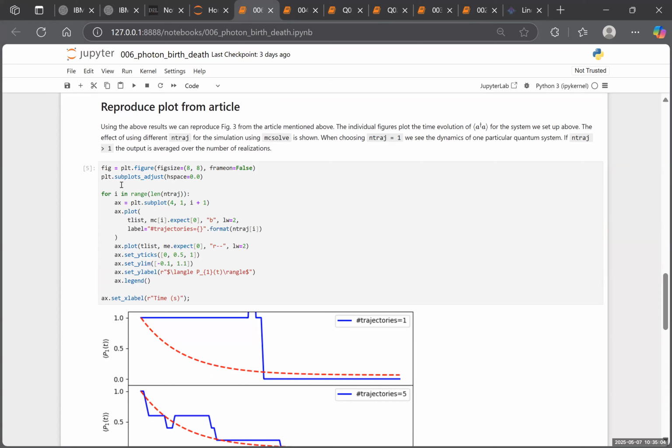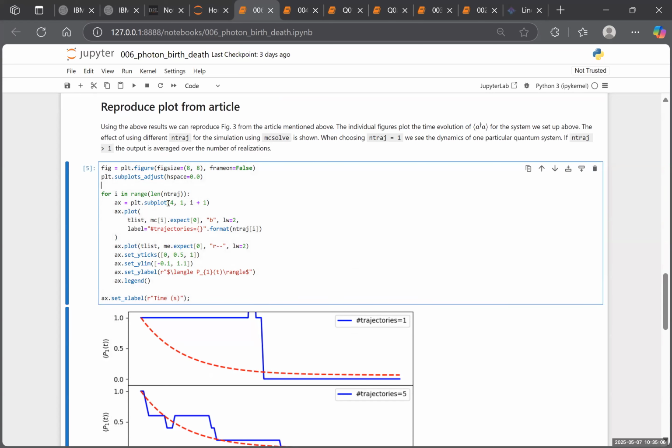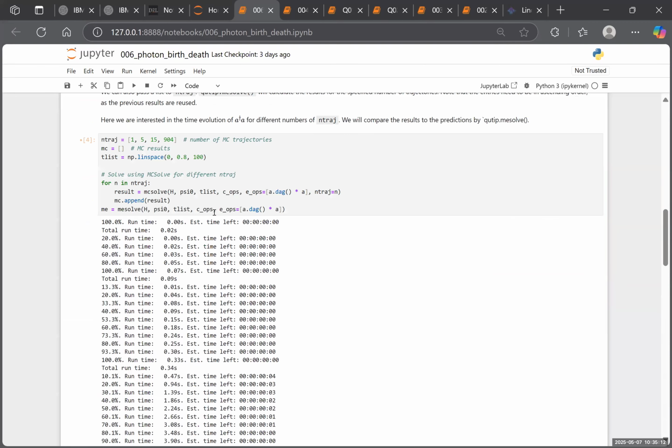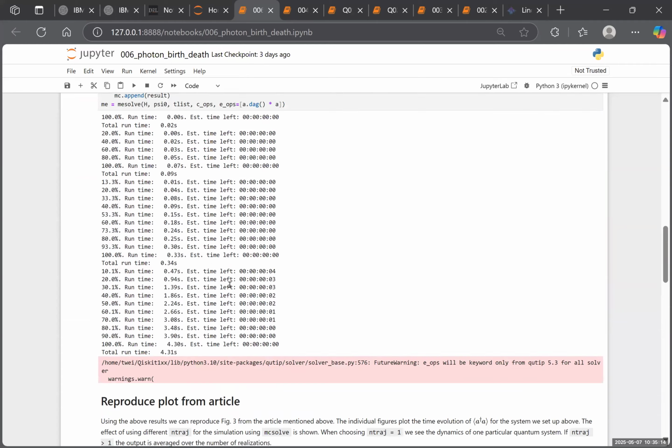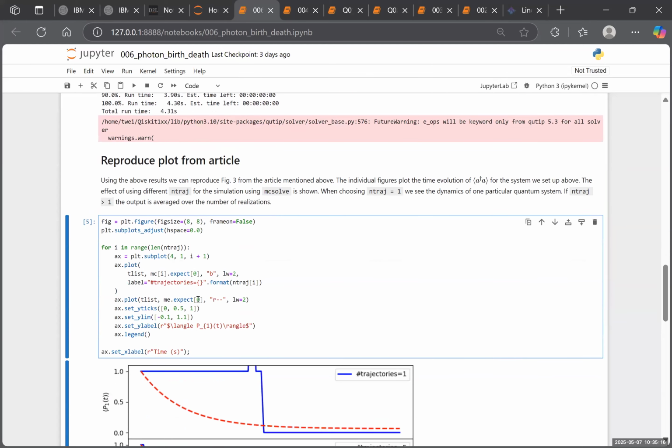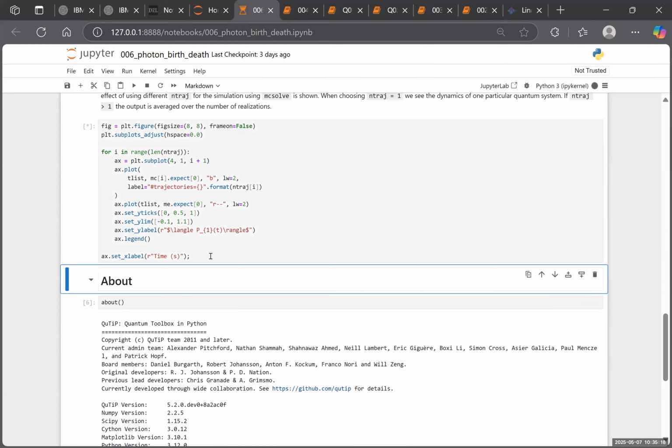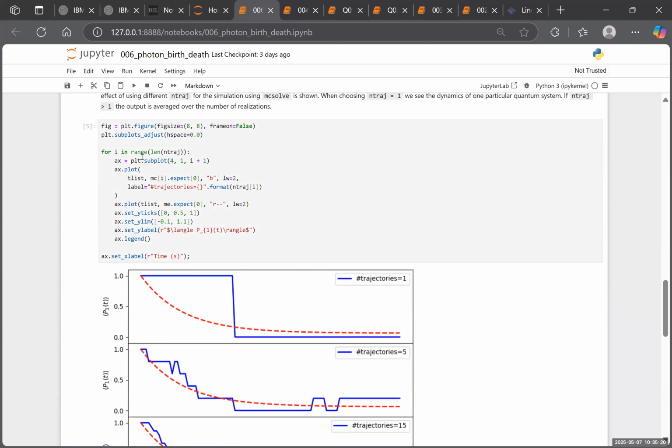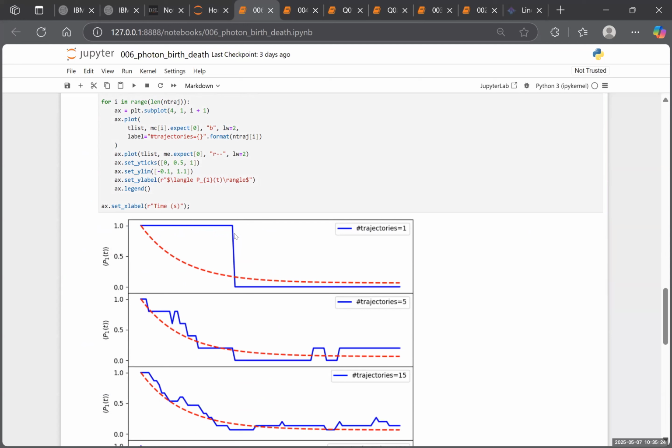We are showing the plot here, and we plot expectation value 0, which is A dagger A, the number of photons. And let's plot that. This is for one different trajectory. This will be trajectory 1, right?